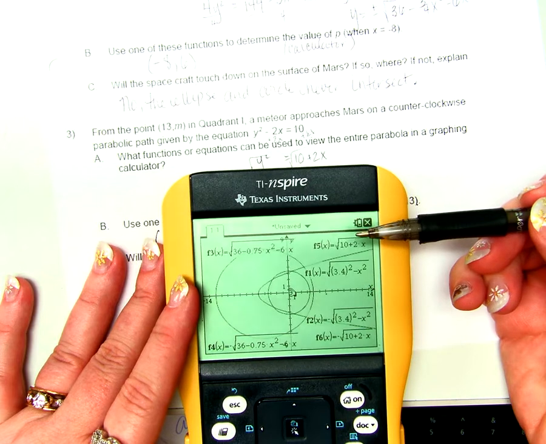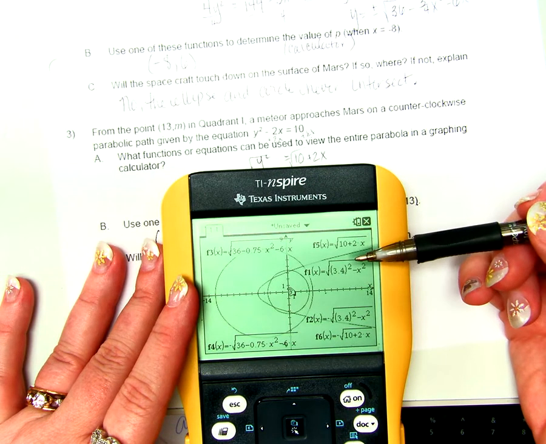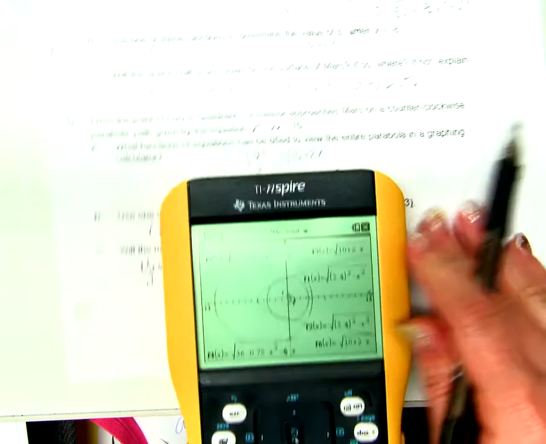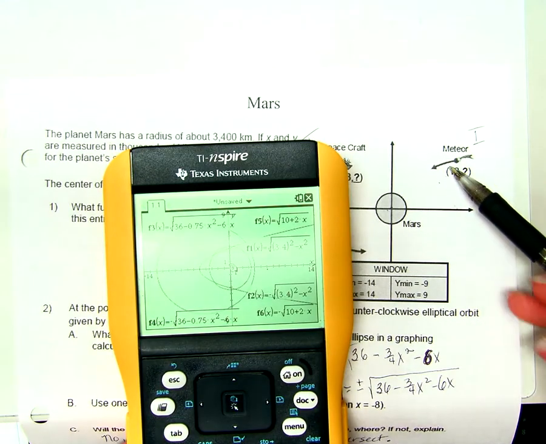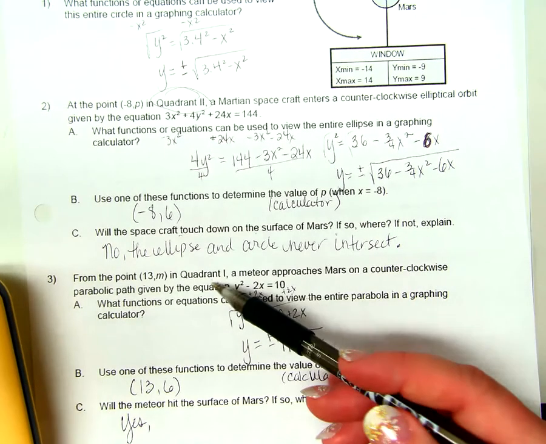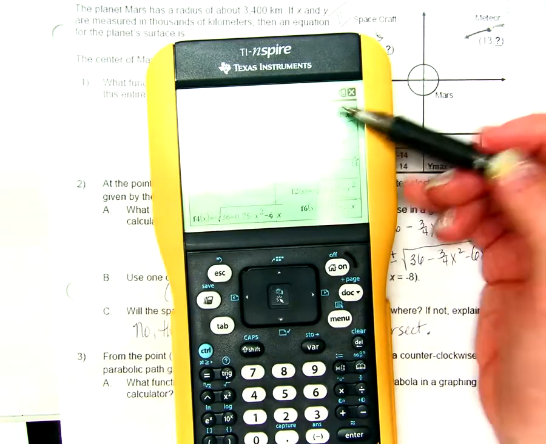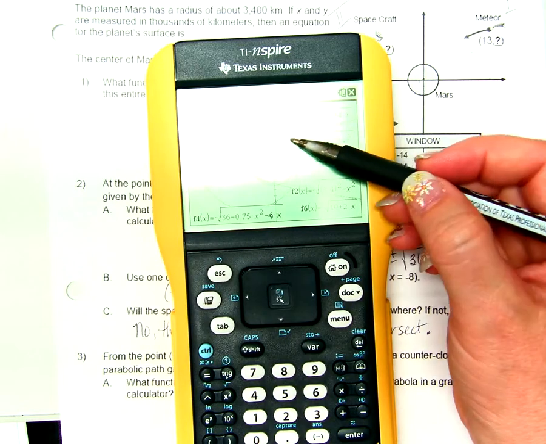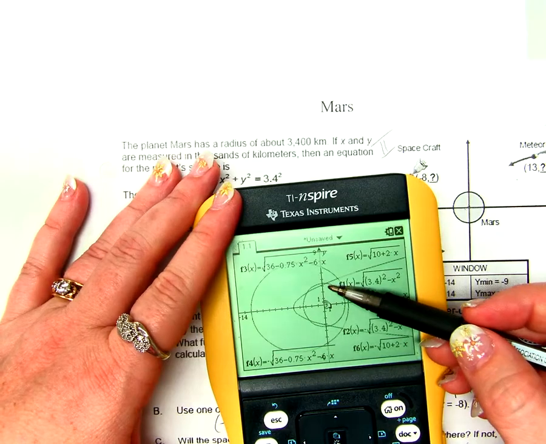Which one are we concerned about? What do you mean the very first one? Well, we have to kind of know the direction the meteor was traveling, right? And we know because of this drawing and because it's talking about quadrant 1 here in the directions that it's coming from quadrant 1 heading toward the planet. So the first time it could intersect with the planet is right there. Does that make sense?